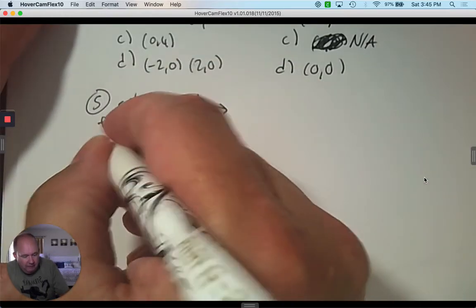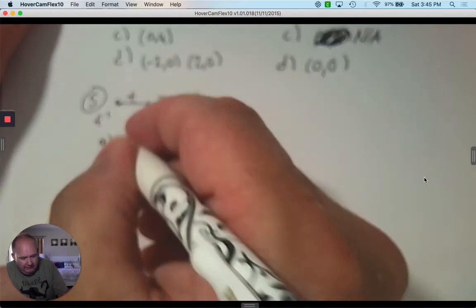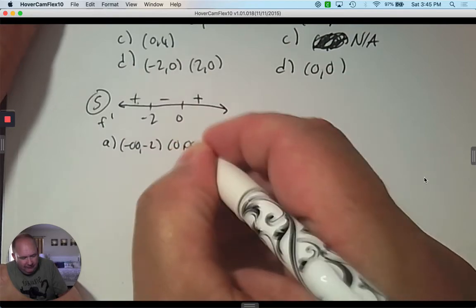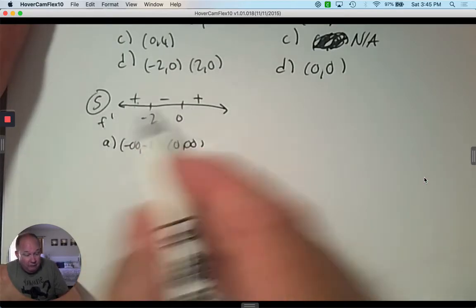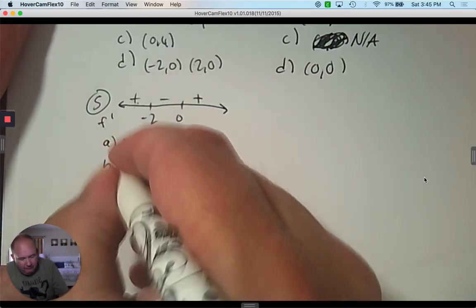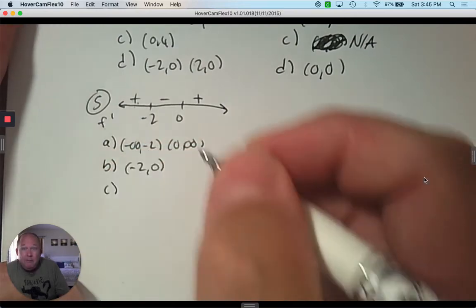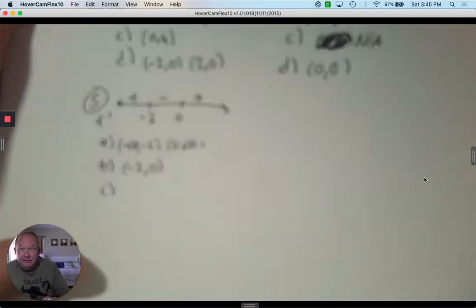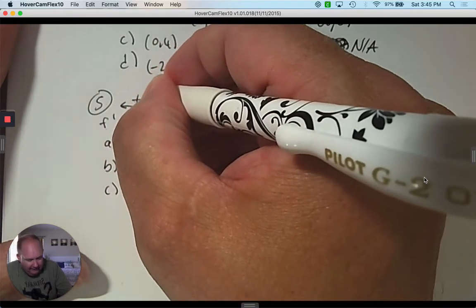For part A, I know it's increasing where it's positive. So from negative infinity to negative 2, and from 0 to infinity, it is increasing because the first derivative is positive. When the first derivative is negative, it's decreasing. That's part B, so that's negative 2 to 0. Where is there a minimum or maximum? This is where I think it's helpful to draw little parabolas to have a sense of it. Positive to negative means it was increasing and then decreasing.